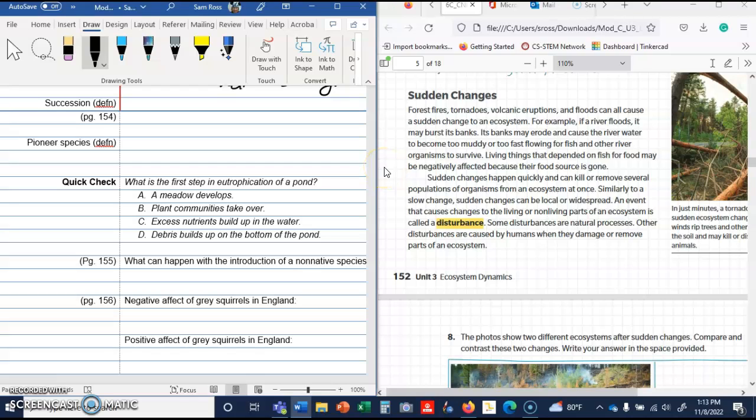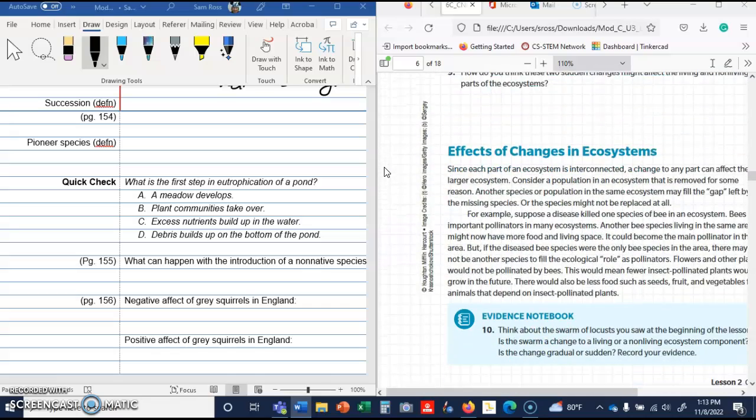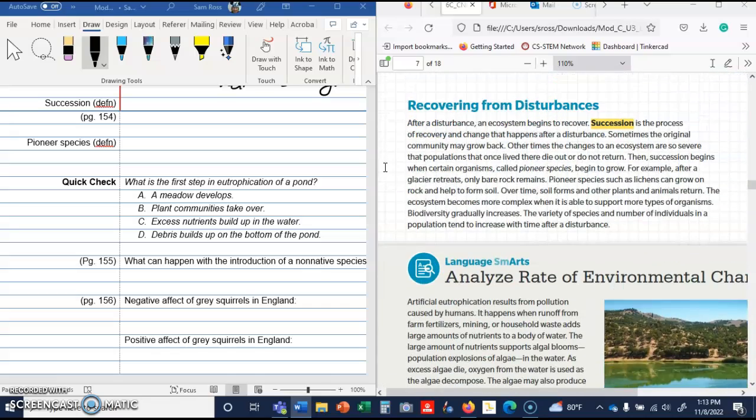Succession. So this is going to be on page 154. We're on 152. So this is 153. This is 154. Succession: the process of recovery and change that happens after a disturbance.